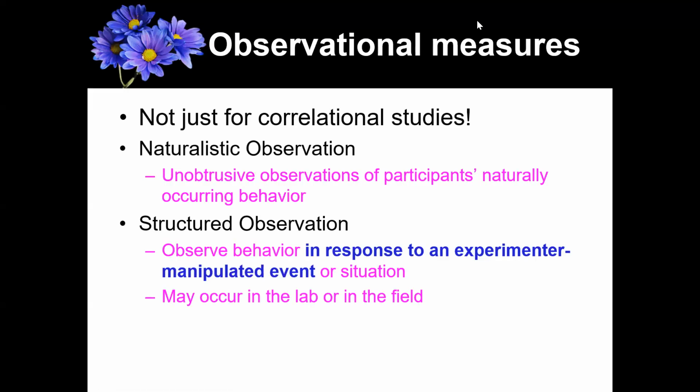And yeah, if you just want to take notes on that. So remember, naturalistic observation is just watching them in their natural behavior. Structured observation, you're going to have an experiment or manipulated event or a situation. This can occur in the lab or the field. But again, the distinction is just that with any kind of observation, you're obviously observing behavior as opposed to something else.